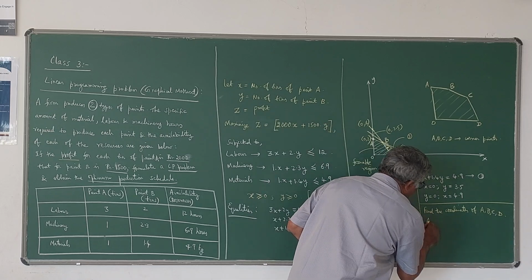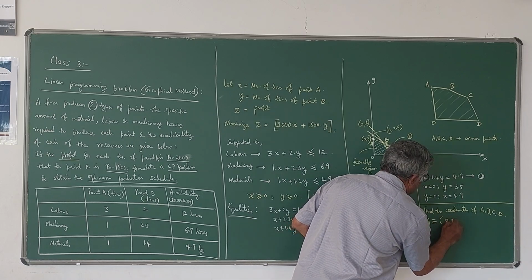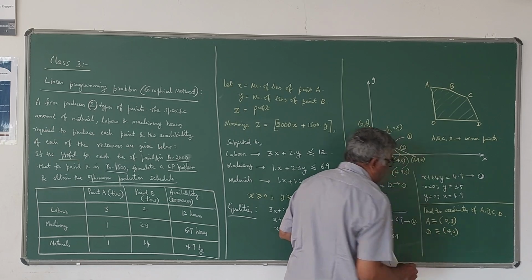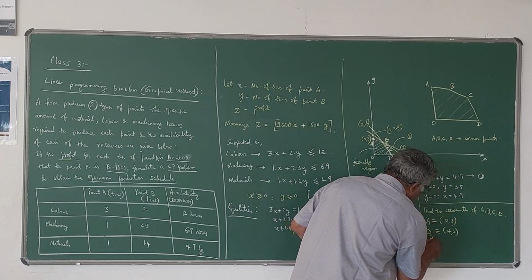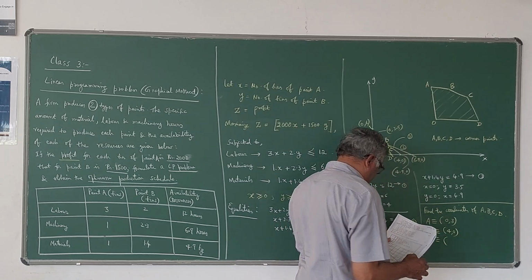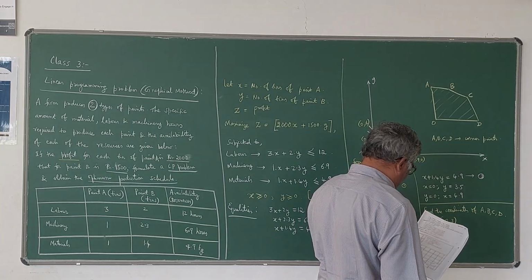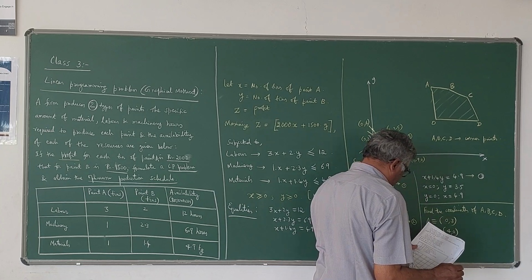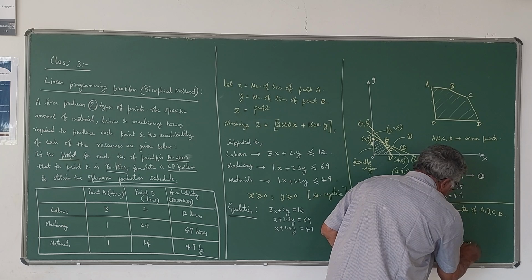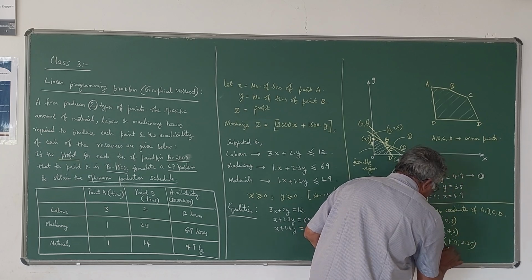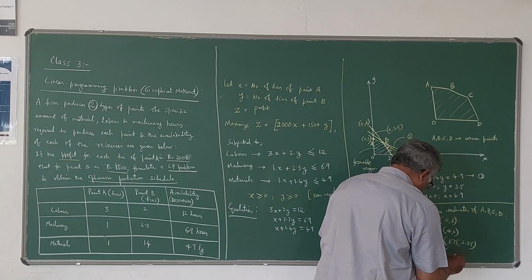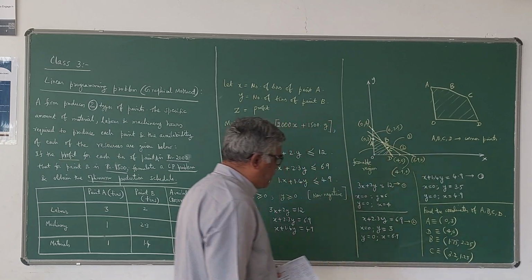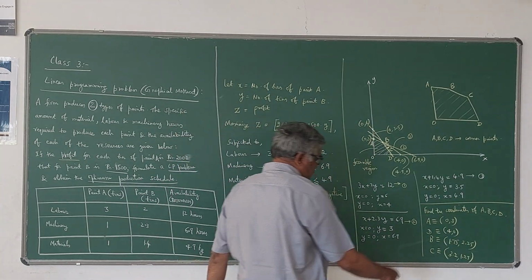A, as we know, is 0, 3. That means X is 0, Y is 3. D, we know that it is 4, 0. That is X is 4, Y is 0. B, if you plot the graph, roughly you are going to get X as 1.75 and Y as 2.25, something like this. You can just check it. Then C is X is 3.2 and Y is 1.25. So these are the X, Y coordinates of these 4 points.